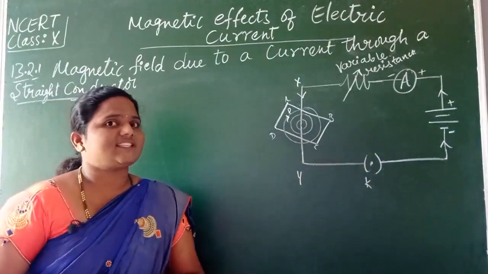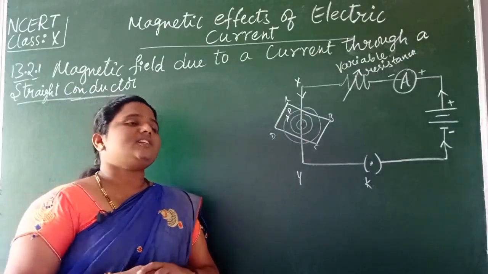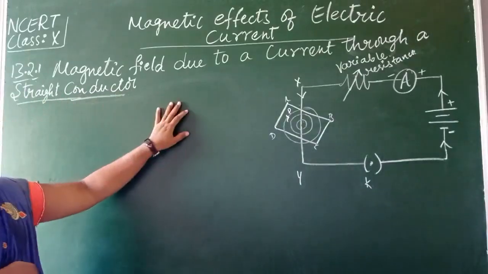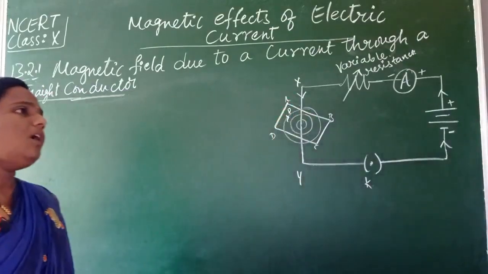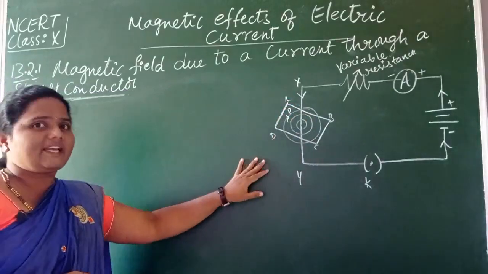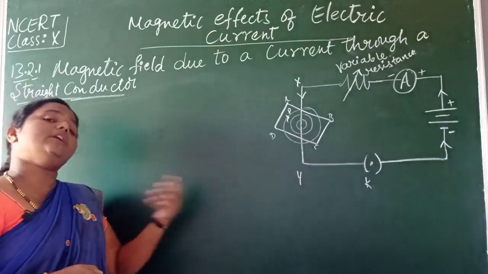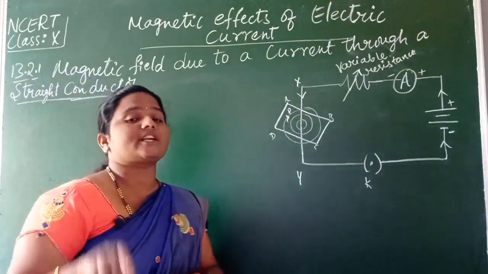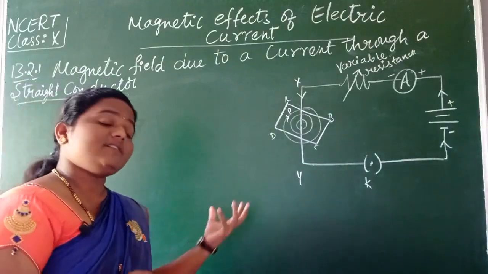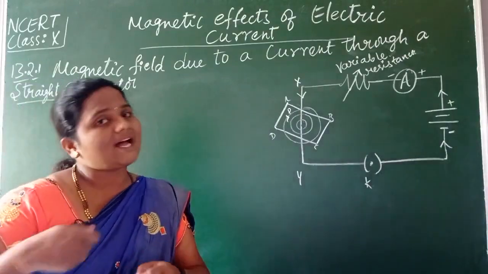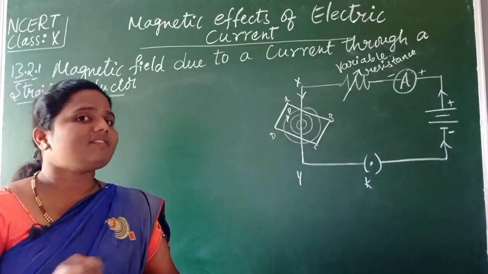Children, now we will study the magnetic field due to a current through a straight conductor. See, children, it is clearly saying what type of conductor we are going to use, which is straight in form. So here we are going to study the pattern of the magnetic field if the conductor is straight. After this, we are going to study if the conductor is in the form of a circle, what the pattern of the magnetic field is. And third, if we use a coil as a conductor, we will study the pattern of the magnetic field in that. So one by one we will study, children.